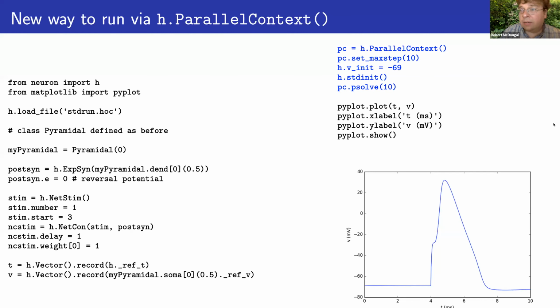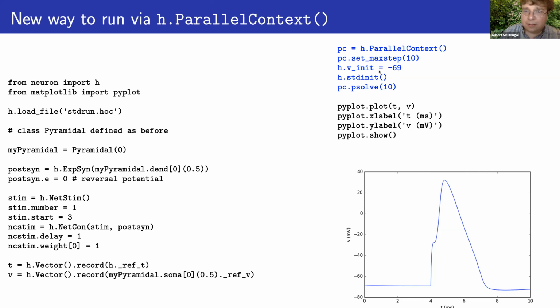Now, in lieu of doing an h.finitialize of, say, -69, here I'm going to use stdinit. I actually don't think that this is necessary, but this is an alternative way of initializing a simulation. So here I'm going to set the membrane potential that I want to initialize to be -69, and then stdinit is going to basically do the finitialize call, and it's going to use whatever's in vinit.